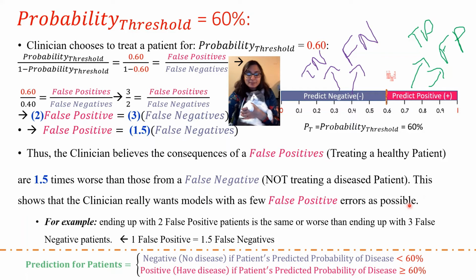So for example, for the clinician, ending up with 2 false positive patients, 2 patients who go through unnecessary treatment for coronary heart disease when they don't have it, is the same or worse than ending up with 3 false negative patients. 3 false negative patients are 3 patients who have the disease but miss out on the treatment. So sending 2 patients for unnecessary treatment is the same or worse than missing out on treatment for 3 diseased patients. Because in this situation, 1.5 false negatives equals 1 false positive.